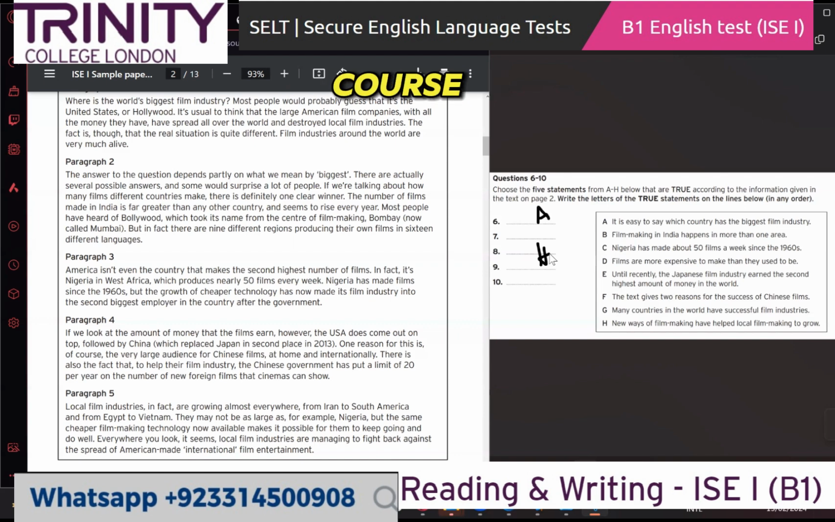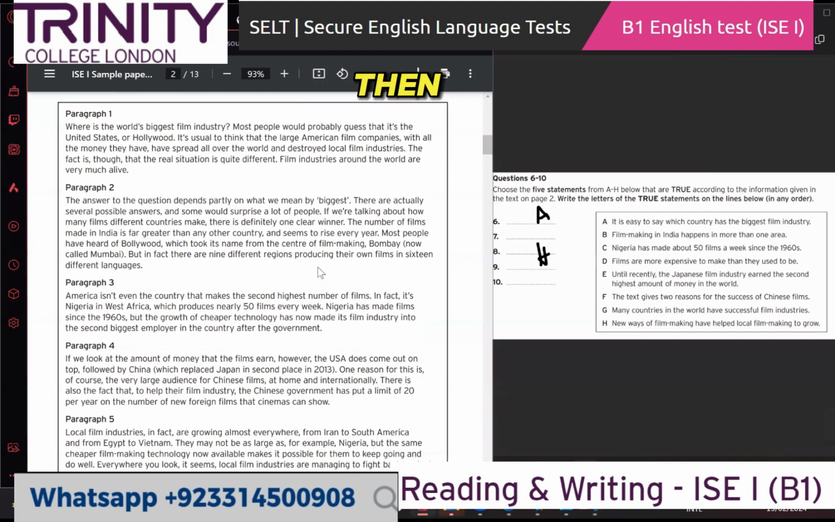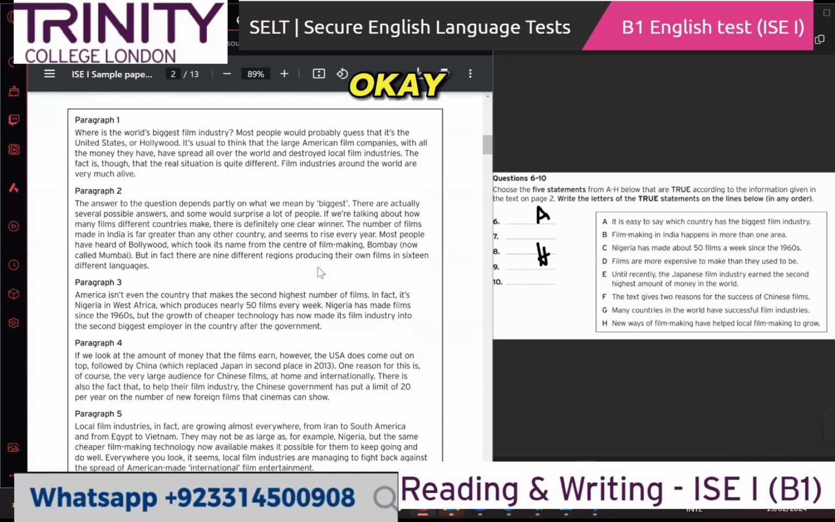Of course, not just anyone. You have to confirm from the paragraph as well which one is true, which one is false. Not by yourself. You need to confirm from the paragraph and then choose your answer.